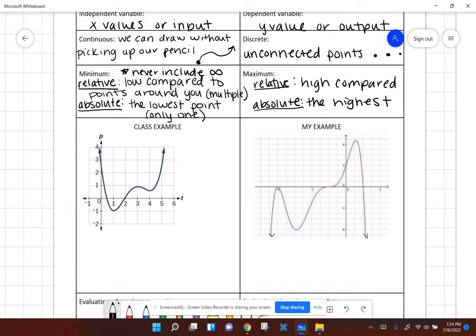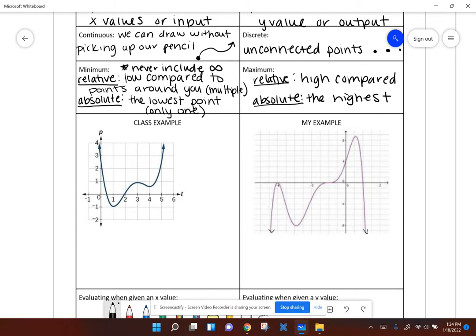So for this class example, first thing we're going to decide is this continuous or discrete. This is continuous because I can draw it all without picking up my pencil. Next, we can determine the relative minimum. So that's any point where this is kind of low on our graph. So I noticed this point right here is low compared to the ones around it. This is the point (1, -1). We also have this point here. This is the point (4, 0.5). Notice that we can have multiple relative mins or maxes.